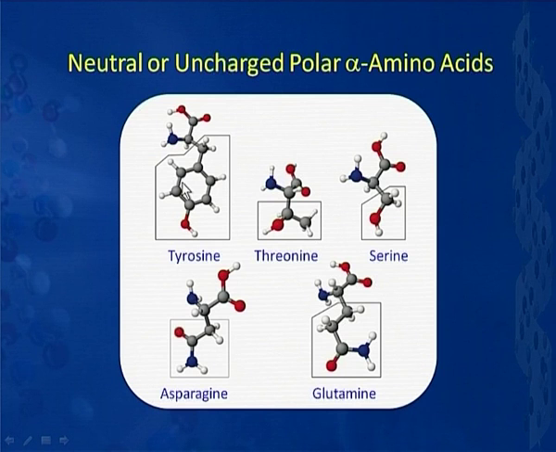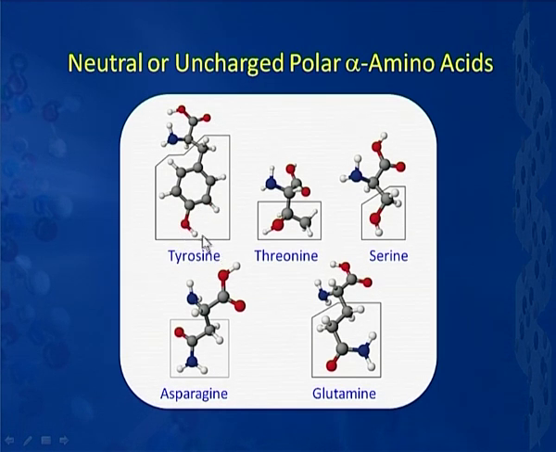The second class is neutral or uncharged polar. That means, as the name suggests, the side chain is neutral, there is no charge separation, but still there is a small amount of polarity in that. So, there is some kind of polarity coming into the picture. For example, tyrosine has a CH2, a benzene ring here, and then this is OH, it is basically the phenol part of it.